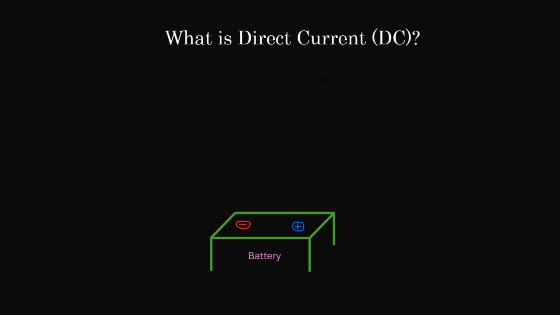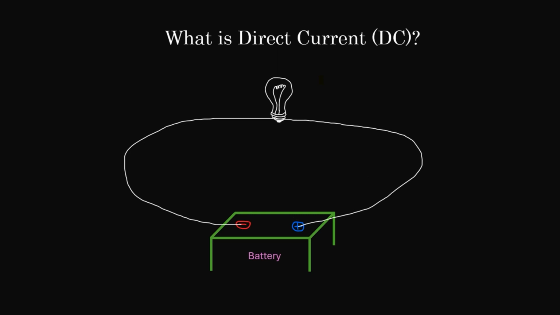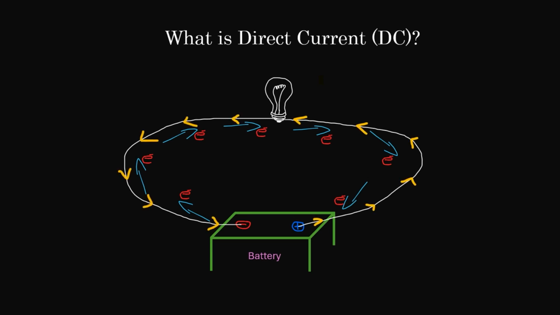Now, if you take a DC battery and a DC bulb, and we connect the bulb with the battery with a copper wire, what happens is the electrons start flowing through the bulb towards the positive terminal, and the current flows in the opposite direction through the bulb, and once the circuit is full, the bulb lights.